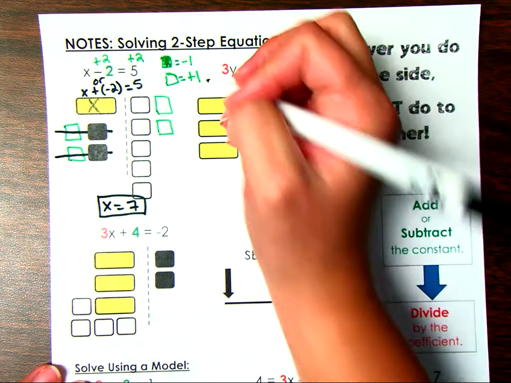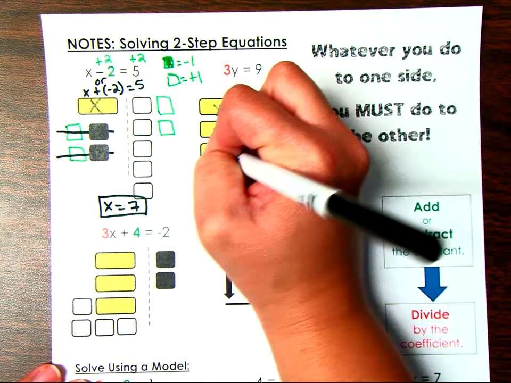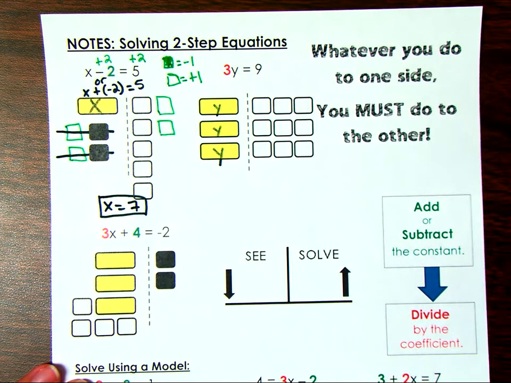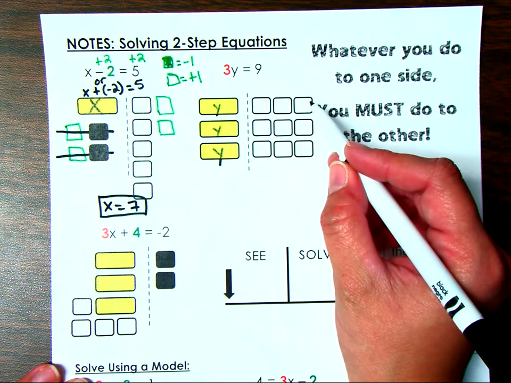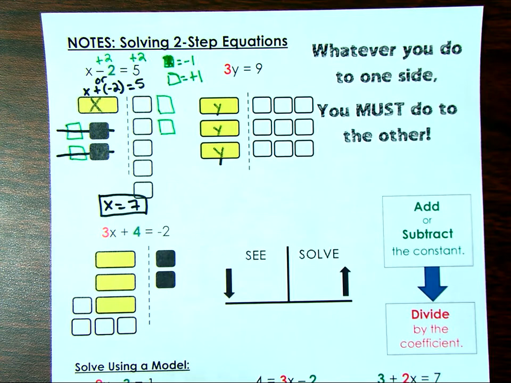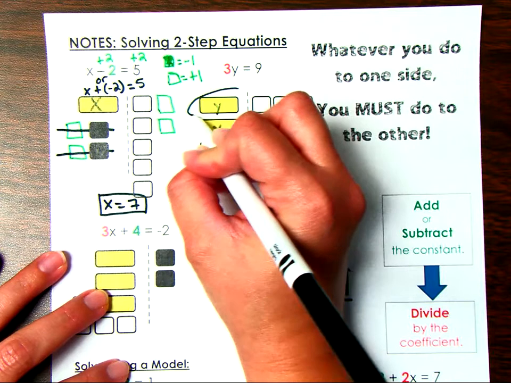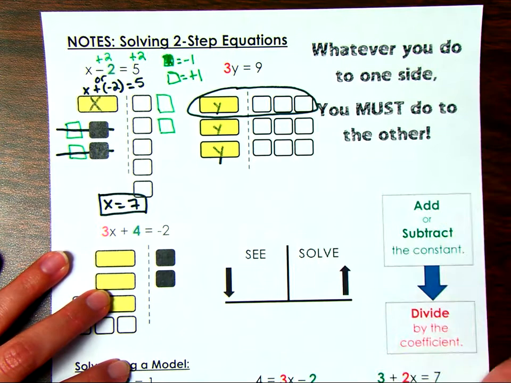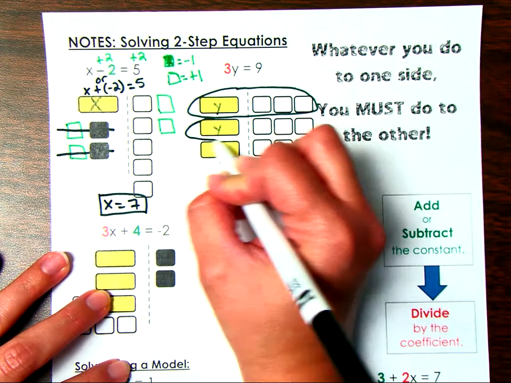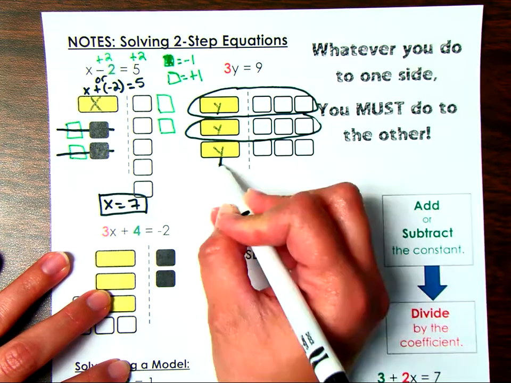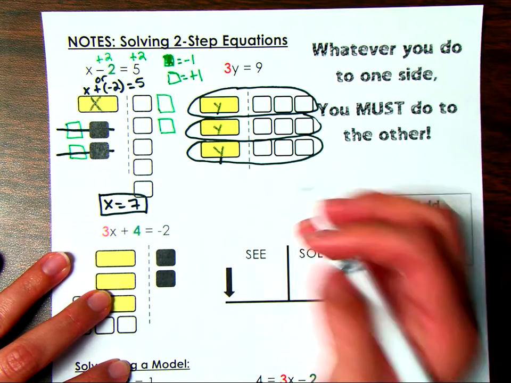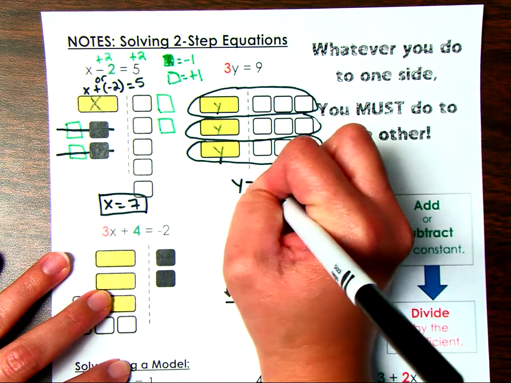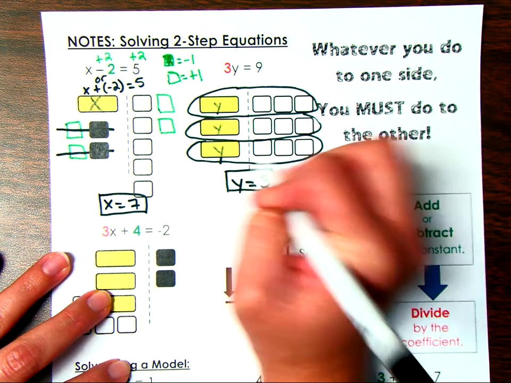So here again, if this is a y, my variables are going to be my rectangles, so I have 3 y's that are sharing 9 positives. Well, I want to see how much one y is worth. So if you look, for every one y, I see 3 positives. I see another y and 3 positives. Another y and 3 positives. So that means that y is equal to 3. That's proving it with the picture.